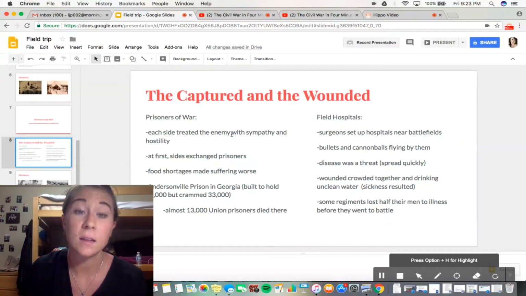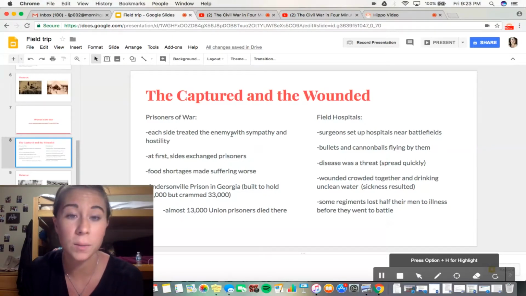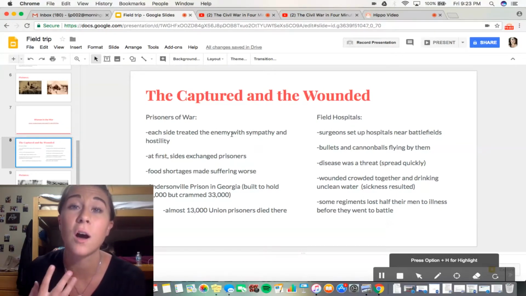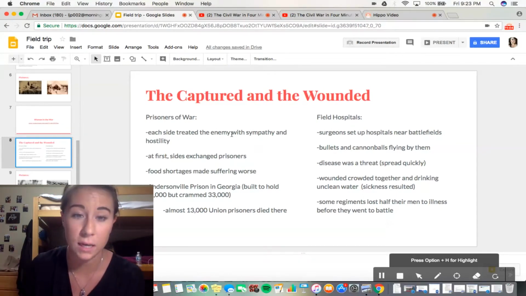And that is just a crazy amount of people that could have been crammed in one little place. And there's also a movie about Andersonville, and I would really recommend you guys to watch it. I think it is a great movie, and it shows a lot about what was happening in these prison camps. And in Andersonville, almost 13,000 Union prisoners died there. They weren't fighting, they were prisoners, and they died.